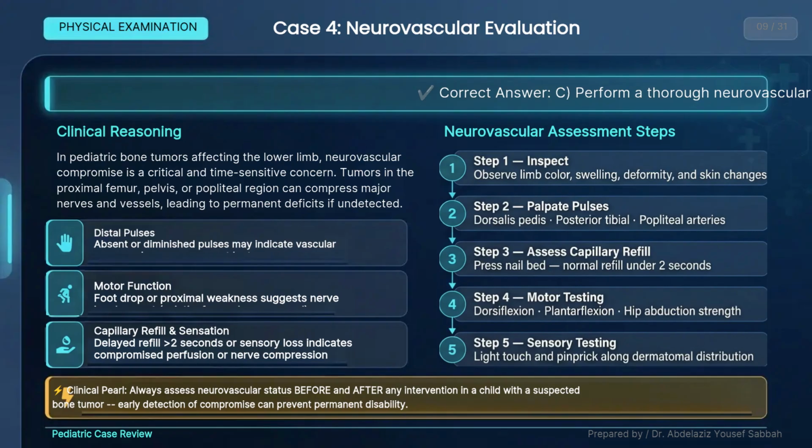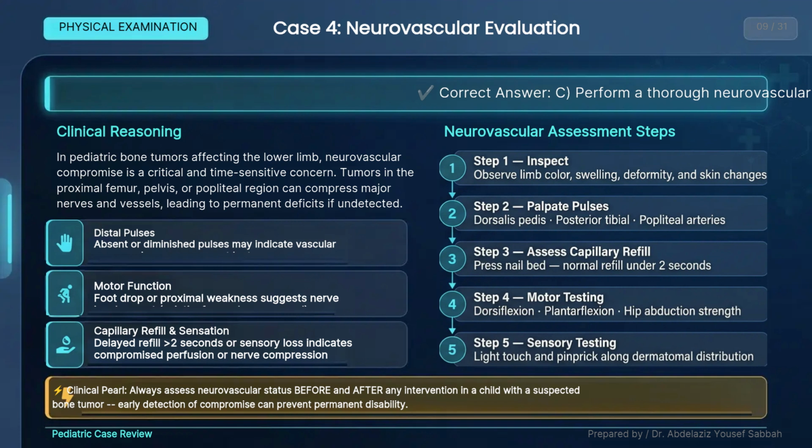In pediatric bone tumors affecting the lower limb, neurovascular compromise is a critical and time-sensitive concern. Tumors in the proximal femur, pelvis, or popliteal region can compress major nerves and vessels, leading to permanent deficits if undetected. The 5-step neurovascular assessment includes Step 1, inspection to observe limb color, swelling, deformity, and skin changes.